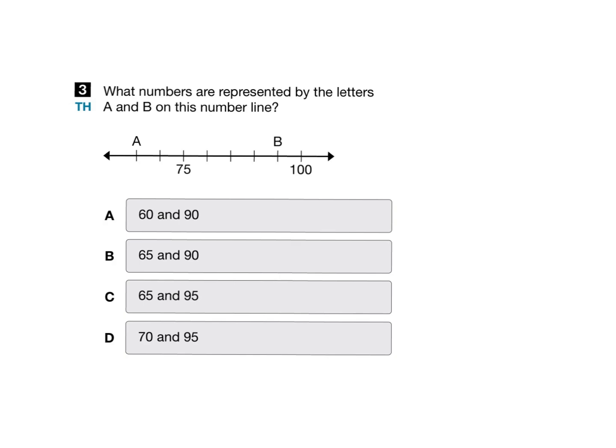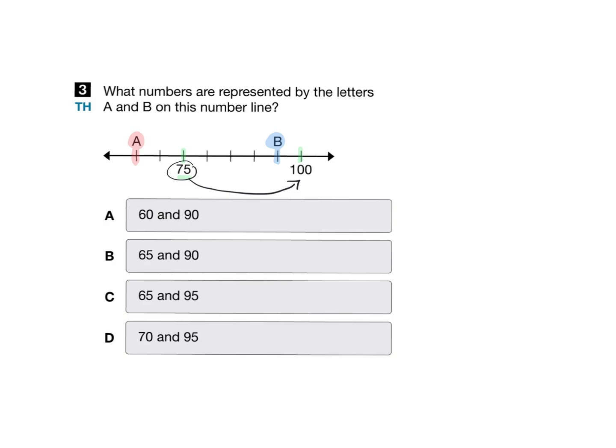Okay, we're going to look at our last number for number sense today. Question 3 says, what numbers are represented by the letters A and B on this number line? So here's where A is located, and here's where B is located. Now we know that the number here is 75, okay? We have to figure out what are the missing numbers. We know this is 75 and this is 100. So can you figure out what this is skip counting by?